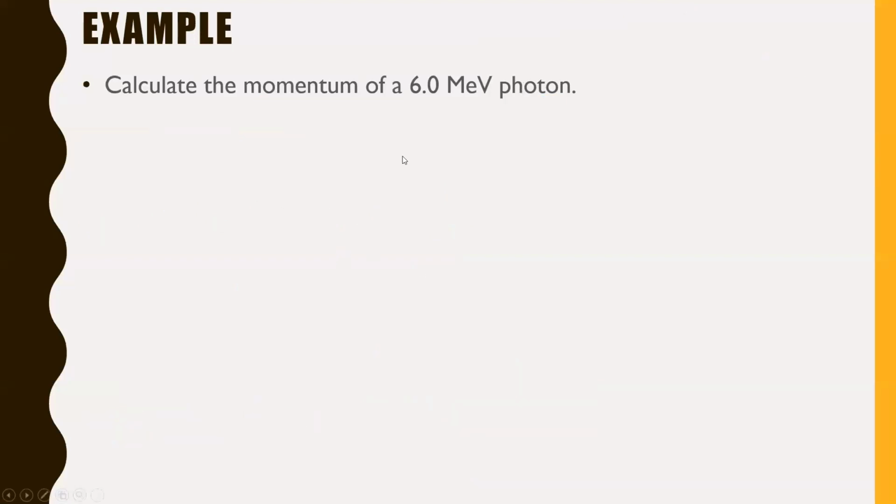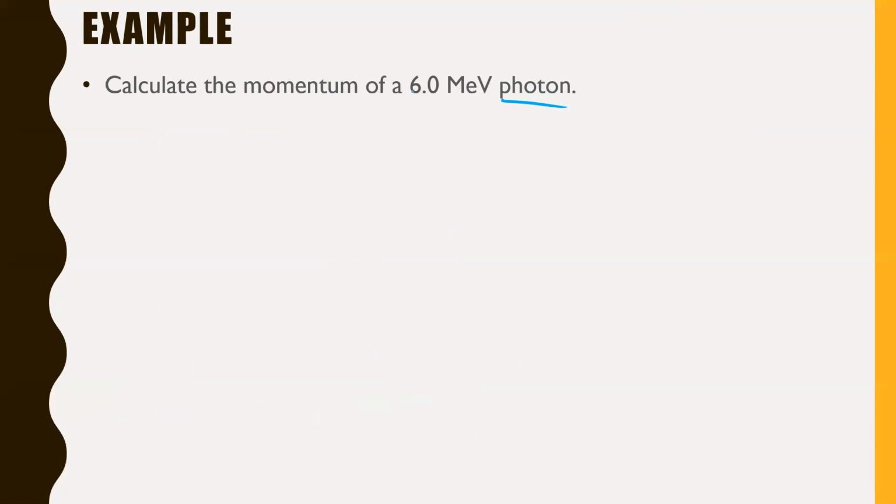Next one, calculate the momentum of a 6.0 mega electron volt photon. So kind of similar to the last one, but a little bit different, of course. Photons, of course, are light packets. We can assume photons move at the speed of light, so we don't have to worry about finding a speed in this case, because we can make the very valid assumption that a light packet moves at the speed of light. You sure would hope so.